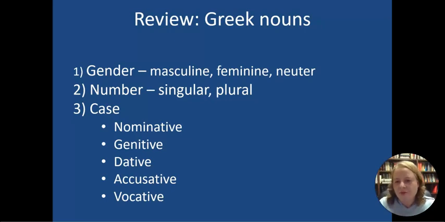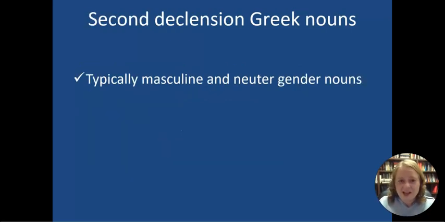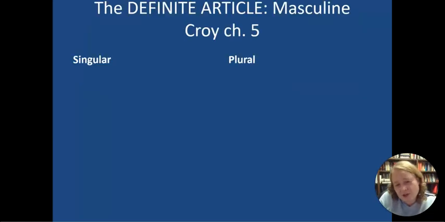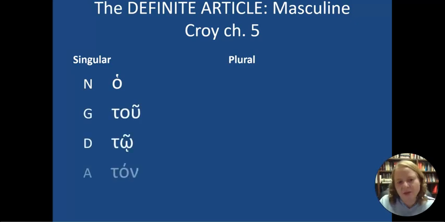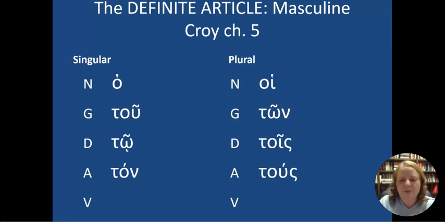We learned mostly feminine nouns with the first declension nouns, and now we're switching over to the masculine and the neuter ones. The second declension Greek nouns are typically masculine and neuter gendered nouns. We're going to start with the masculine ones. I am encouraging you to learn the definite article. If there was one thing I would learn, it would be this, because this is going to be the easiest way to recognize them and the most consistent way to recognize them.